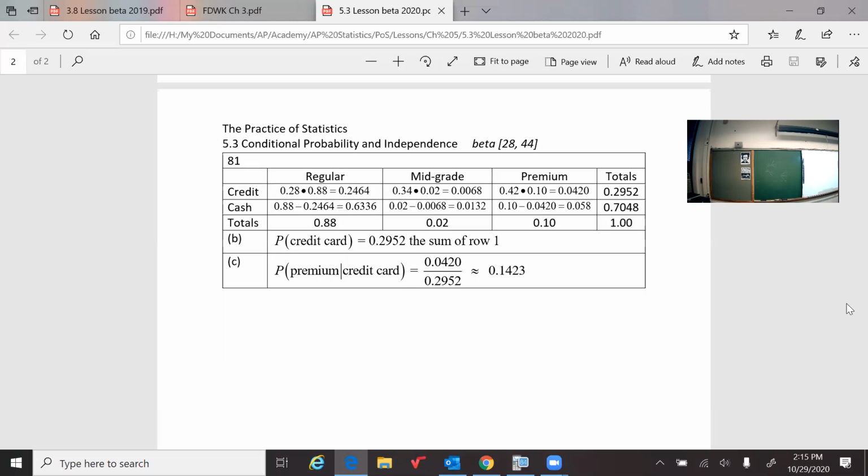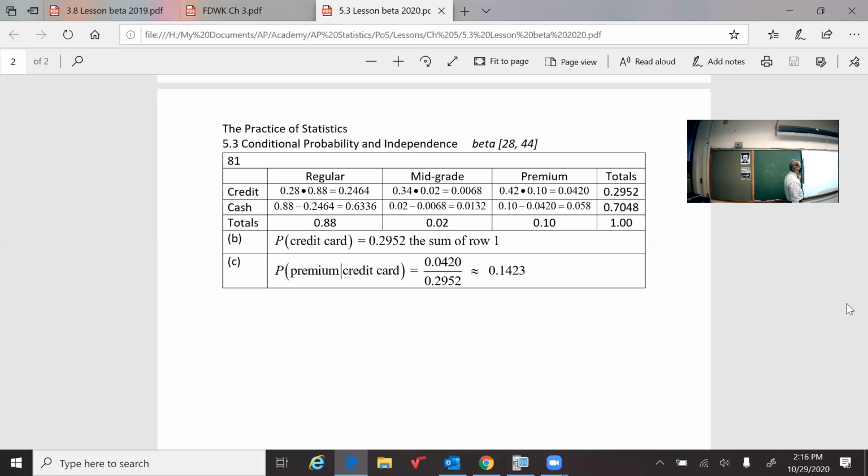So A asks, what's the probability you use a credit card? Well, success would be a credit card, which is the sum of this row over the total of 1. And that would be a little less than 30%. You're only getting this answer after you do these 3 products and add them up.